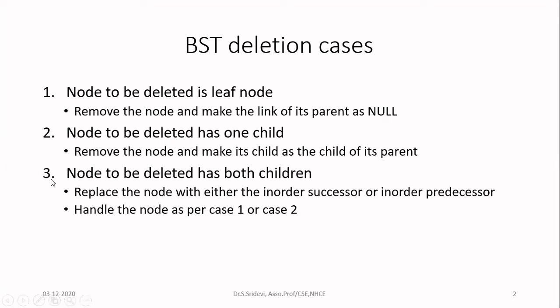And then in the third case, the node you are going to delete will have both children. In that case, you have to replace the node with either the in-order successor or the in-order predecessor. The in-order successor will be available in the right subtree of the node you are deleting, and the in-order predecessor will be available in the left subtree. So either you can replace the node with the in-order successor or the in-order predecessor. After you replace the node, the case will come under either case 1 or case 2. So you have to handle that accordingly.